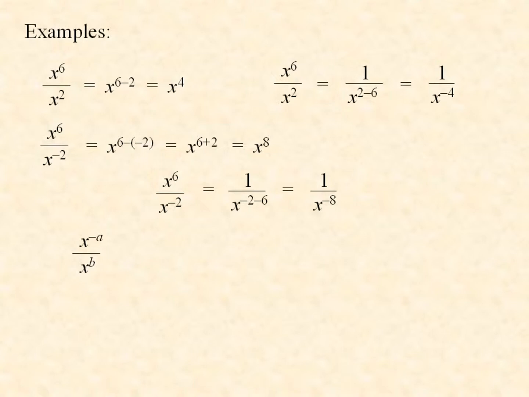How about this one? X to the negative a over x to the b. By the quotient rule, this is x to the negative a minus b. Or we can look at it as 1 over x to the b minus negative a, which is b plus a.